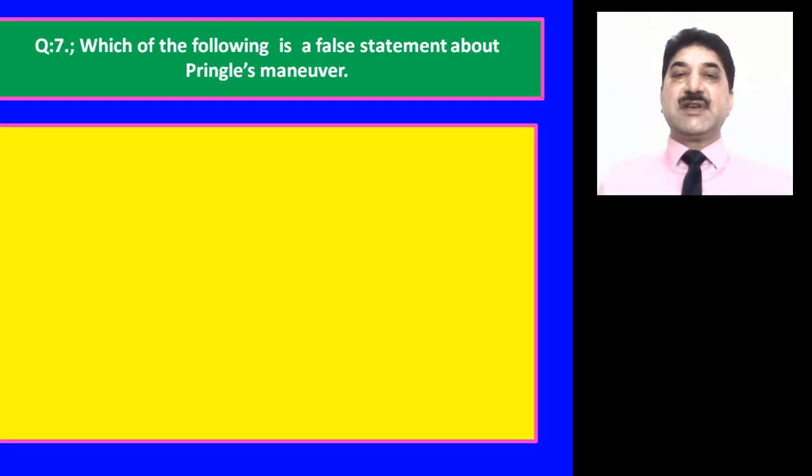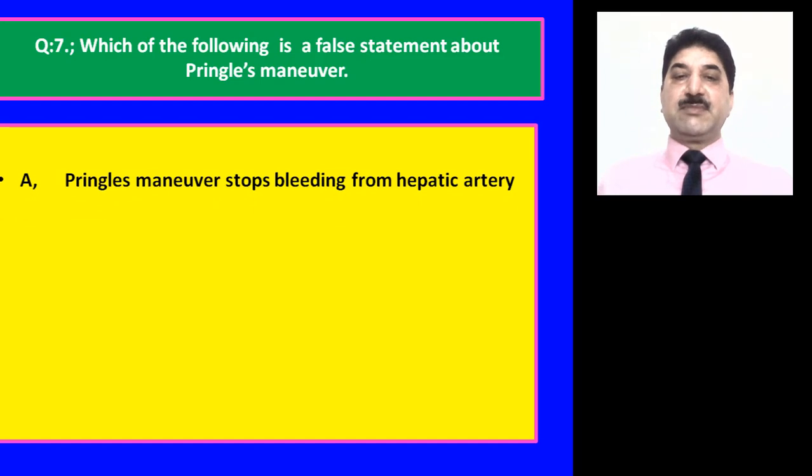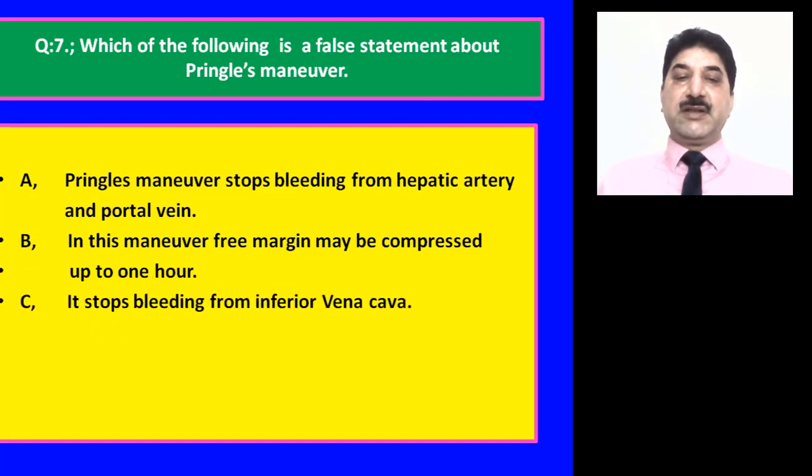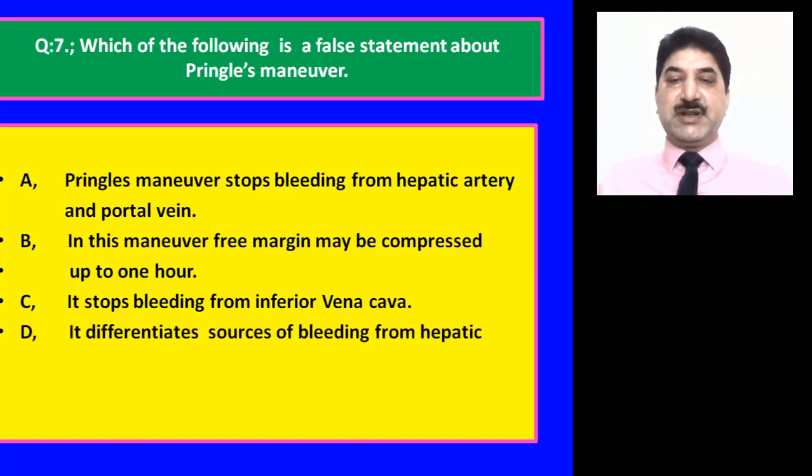Which of the following is a false statement about Pringle's maneuver? Pringle's maneuver stops bleeding from hepatic artery and portal vein. In this maneuver, free margin may be compressed up to 1 hour. It stops bleeding from inferior vena cava. It differentiates source of bleeding from hepatic artery and inferior vena cava. C is the wrong option.